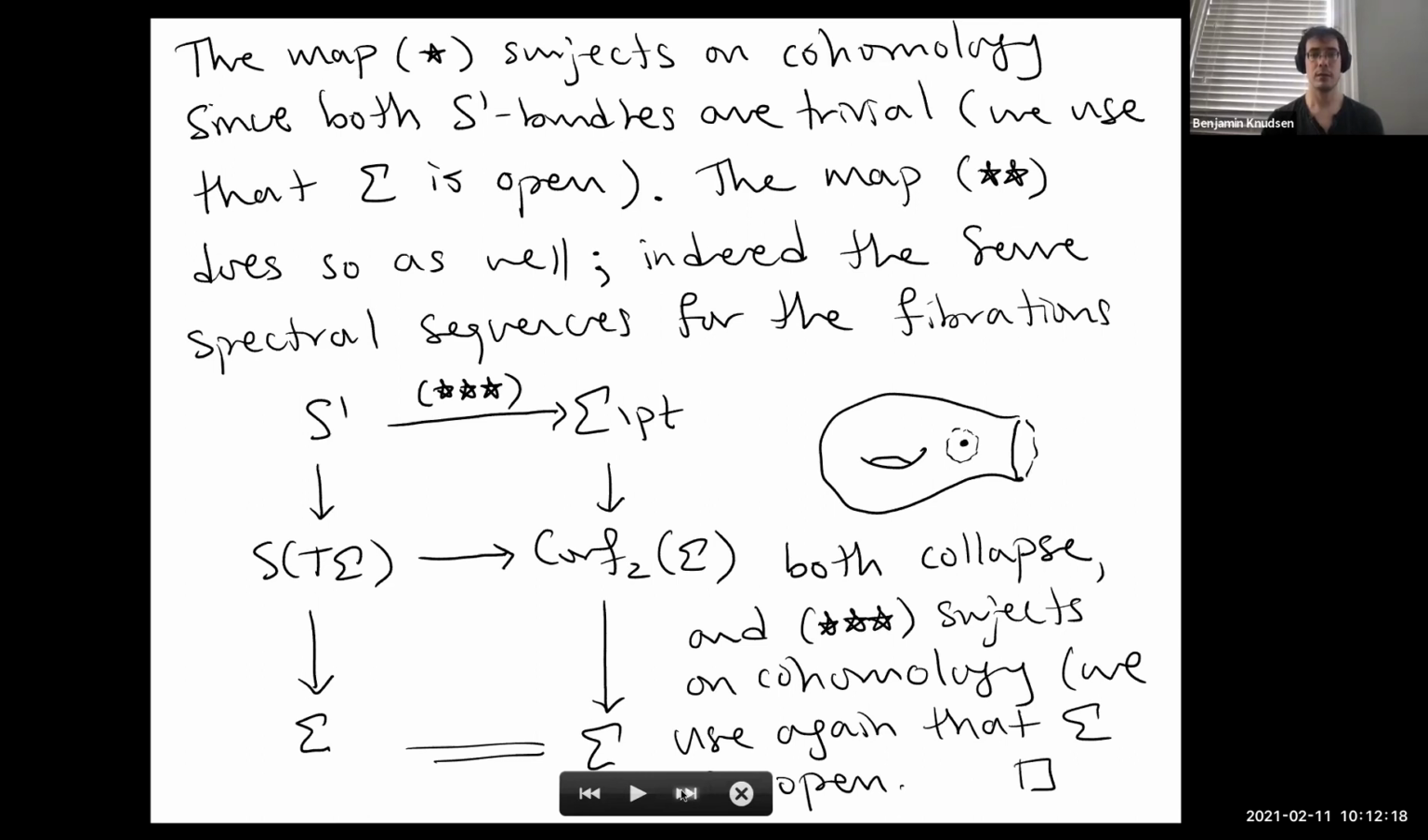Okay. And that's all I have to say. So that concludes the proof of the proposition, which is that there is some lift of alpha ij to the configuration spaces of the surface. And that was the last ingredient that we need for the theorem.